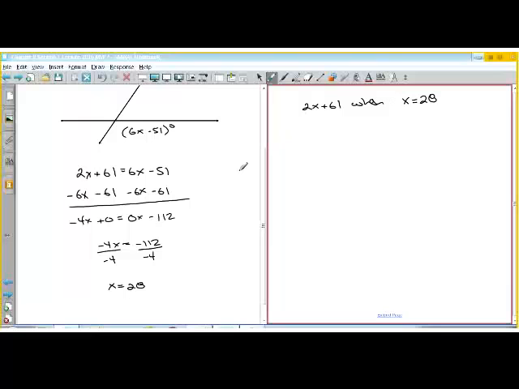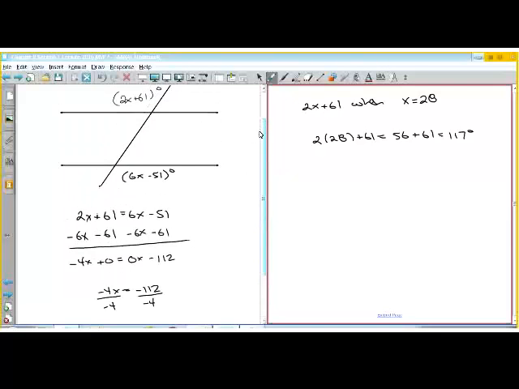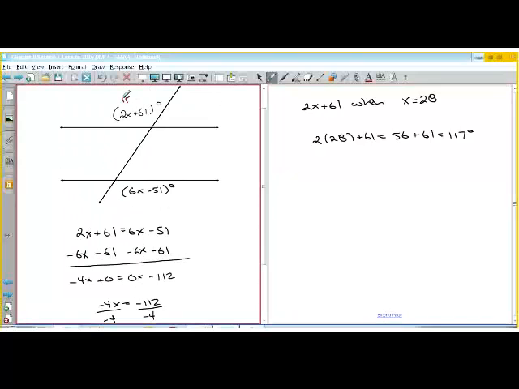$28. So we're going to substitute that in. So we get 2 times 28 plus 61, which is 56 plus 61, which is 117. So that's 117 degrees. This is 117 degrees, this is 117 degrees, this is 117 degrees. All the other ones are the supplement of this number.